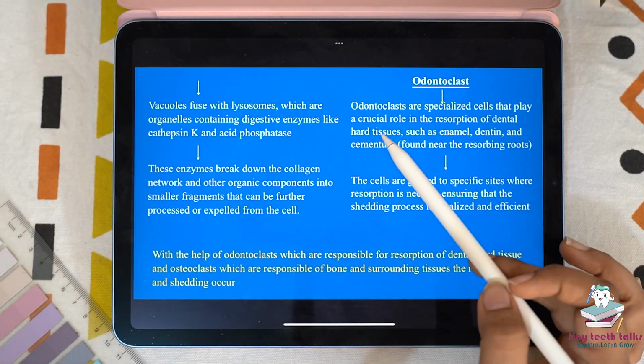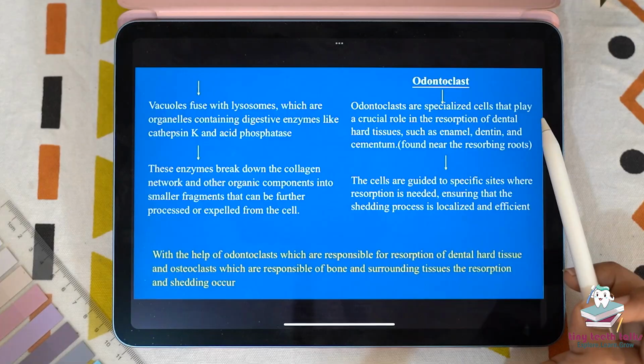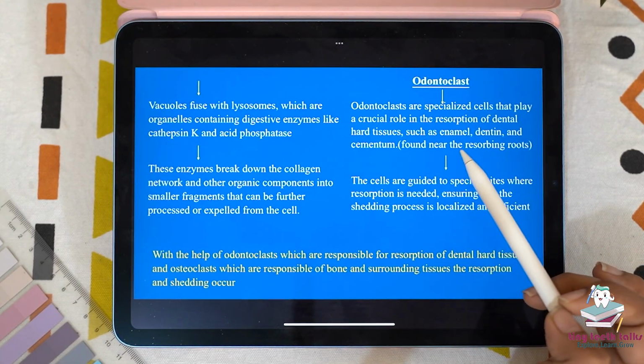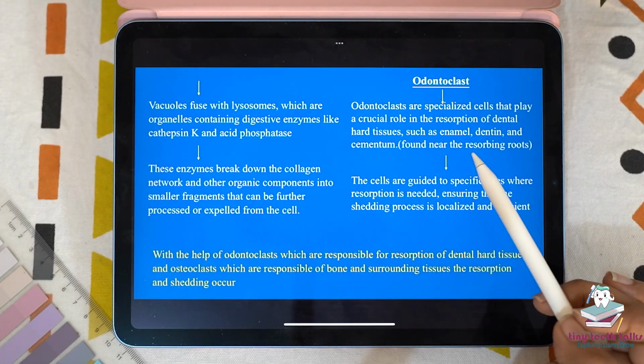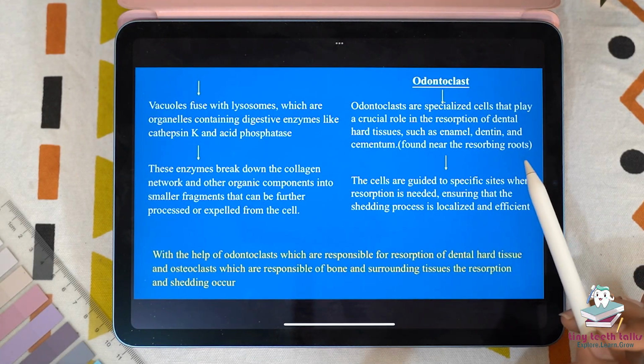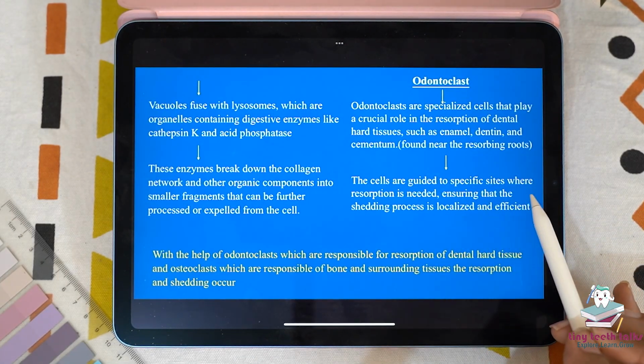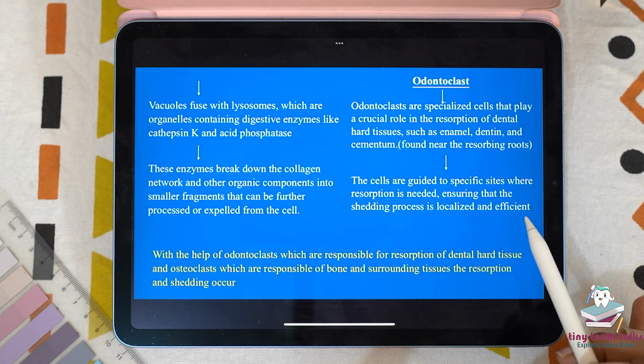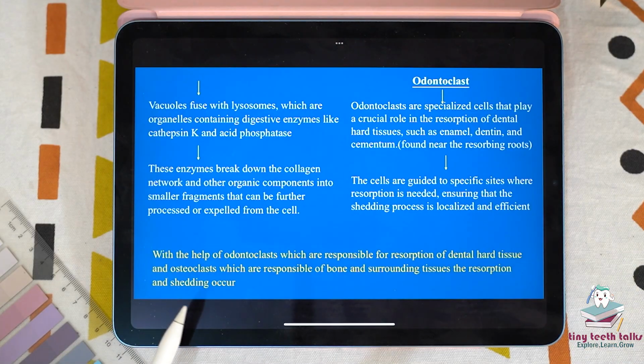Now, odontoclasts. Odontoclasts are specialized cells that play a crucial role in the resorption of dental hard tissue such as enamel, dentin, and cementum, which is found near the resorbing root. The cells are guided to specific sites where resorption is needed, ensuring that the shedding process is localized and efficient. So with the help of odontoclasts, which are responsible for the resorption of dental hard tissue, and osteoclasts, which are responsible for bone and surrounding tissue, the resorption and shedding occur.